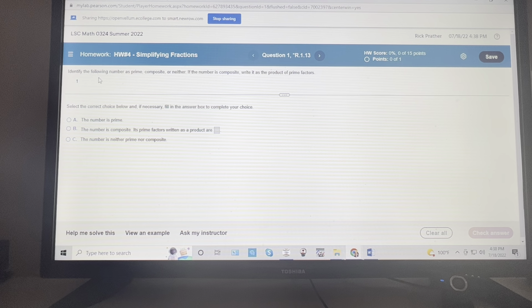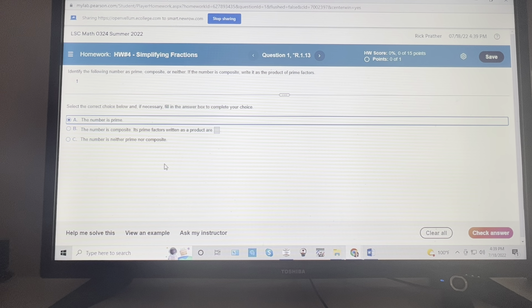Okay, identify the following number as prime, composite, or neither. If it's composite, write it as a product of prime factors. So a prime number is a number that only divides by 1 and itself. Composites are ones that can be written as a product of prime factors. In other words, they divide by something other than 1 and themselves. And then if you had something special, like a pi or a square root, that would be the neither case. So if we just get a number like 1, 1 is definitely prime because it only divides by 1.